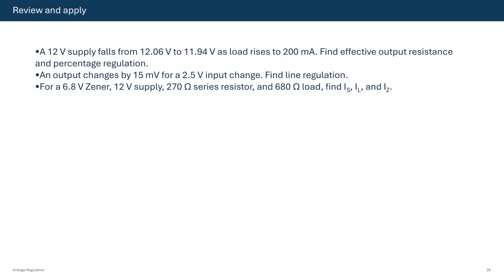First, calculate effective output resistance and percentage load regulation. Second, express a measured line regulation result in millivolts per volt. Third, apply Ohm's law and Kirchhoff's current law to determine the three currents in a Zener regulator. State the control variables and units in every answer.